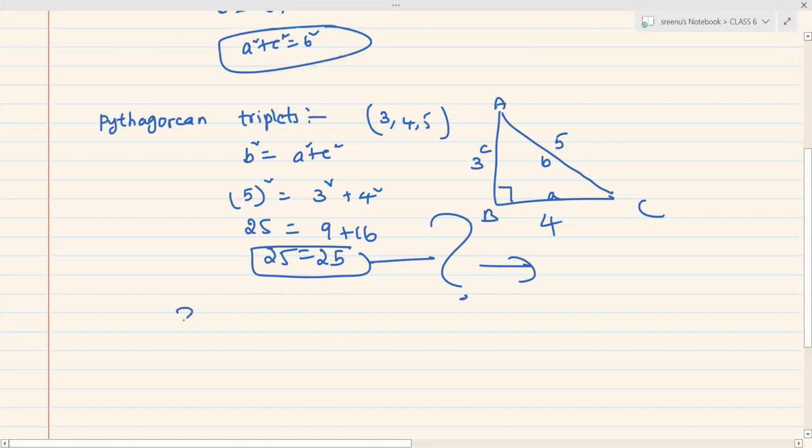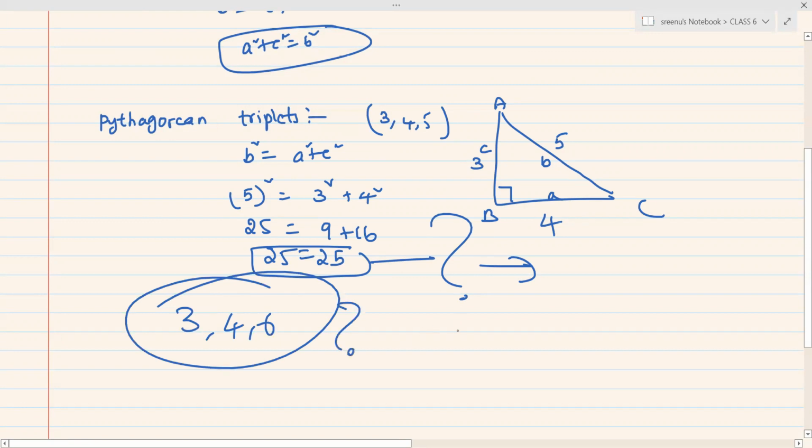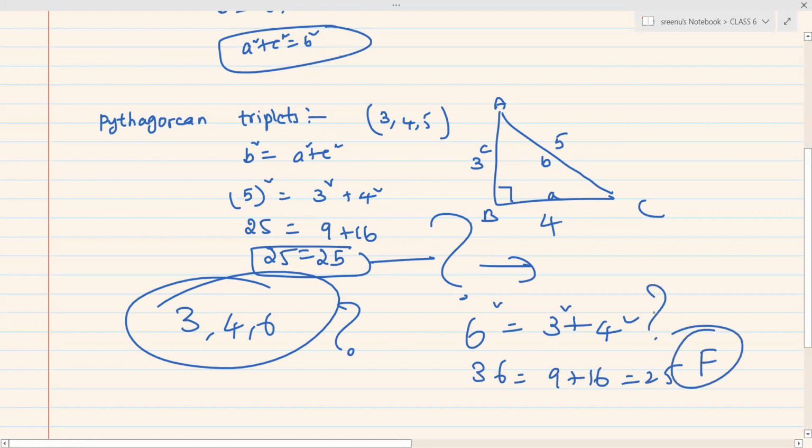3 4 5. If I take 3 4 6, what is going to happen? Let me check. 6 square is equal to 3 square plus 4 square. 6 square value is 36. 9 plus 16 is 25. It is false. The statement is false.